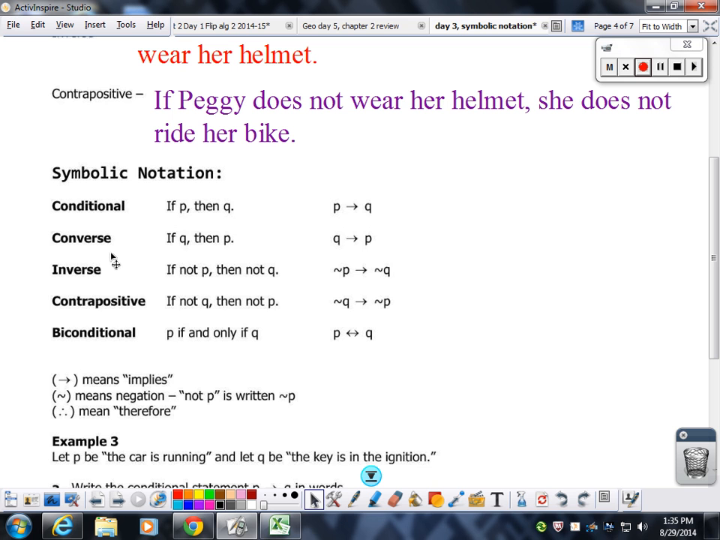The converse of that statement, then, we would just flip the hypothesis and conclusion and get if Q then P, or Q implies P. To do the inverse, we're going to put this symbol in front. That's the negation symbol.